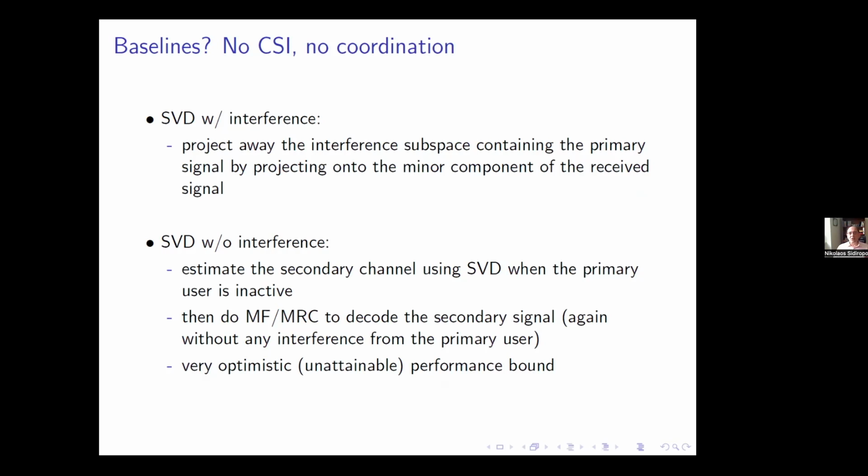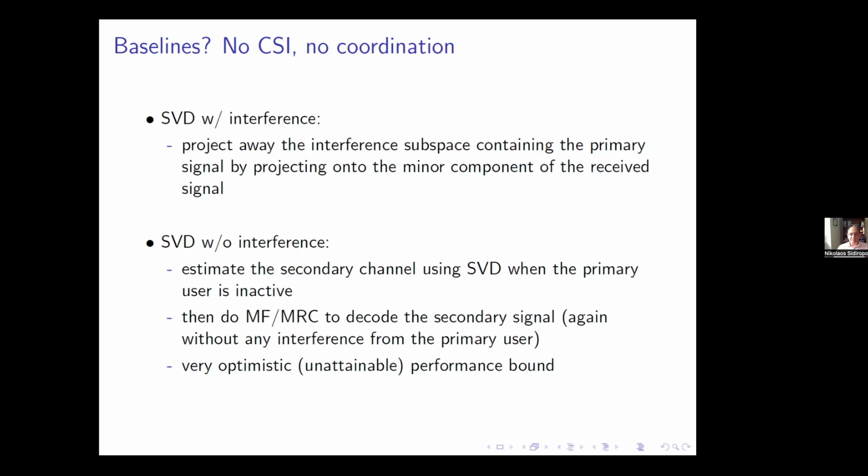You can use singular value decomposition to estimate the direction, or the spatial channel, of the primary transmitter, and then project on its orthogonal complement, which hopefully contains the secondary signal. But that is not working very well because the power difference between the two systems is fluctuating due to fading, even in the lab, and that essentially mixes the two one-dimensional subspaces, and therefore what you get out of singular value decomposition actually cancels the secondary signal as well.